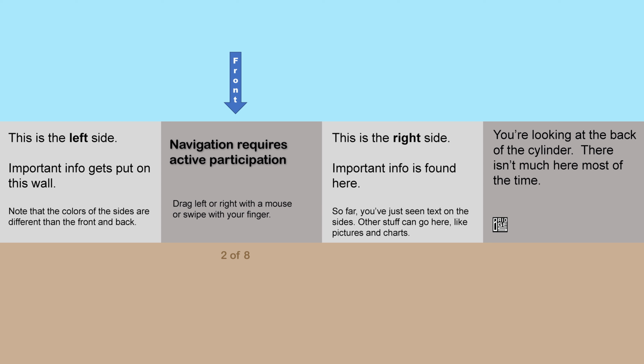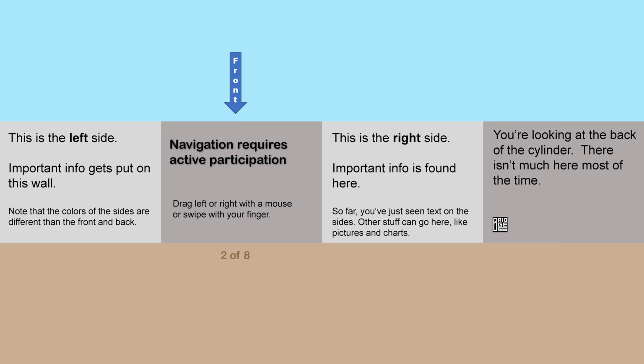Look around. You're inside a cylinder. Can't move? You've got to drag with a mouse or swipe with your finger. This is a simple environment that gives us a lot of space on the walls. Because you can't see everything at once, you've got to look around. That makes this an immersive environment. The important thing is that you've got to move around. You can't just watch the video.